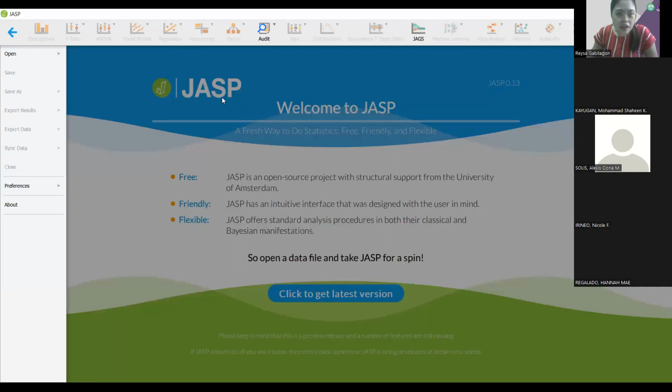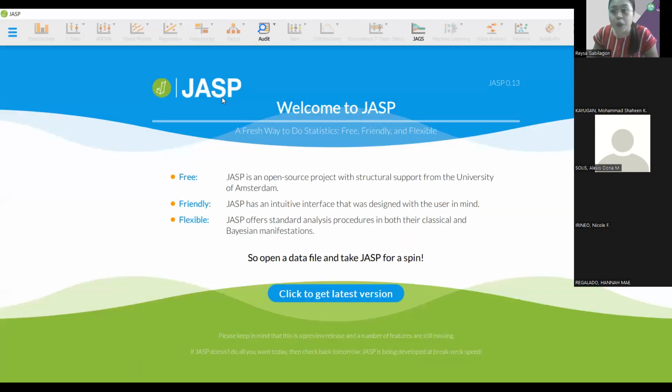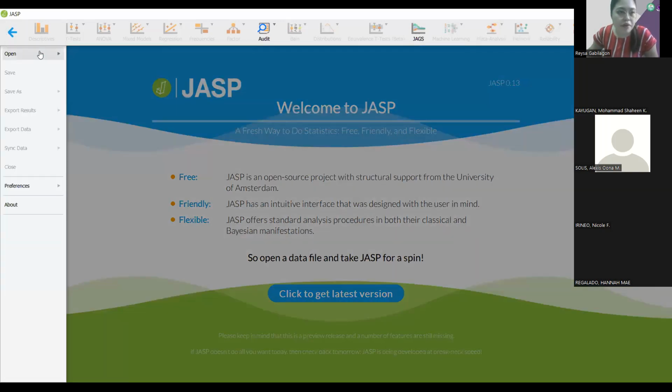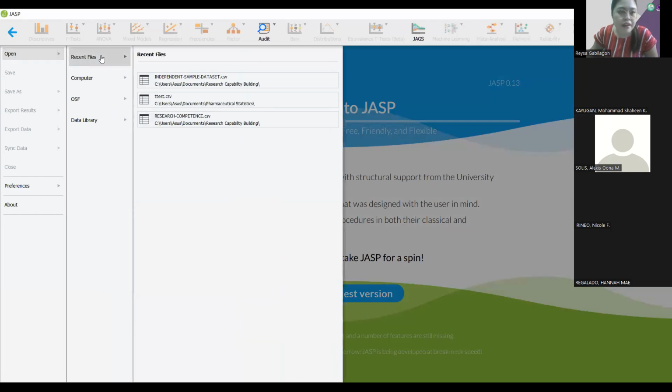Nakasave na ito sa laptop ko. Pero do not forget ha, basig makalimot mo. Kaya syempre, daghanon din na subjects, di ba? Kalimot ta. Na ang JASP can read only files na naka-CSV format. So, na-save ko na yon. CSV format na yon. And then let's open the file.